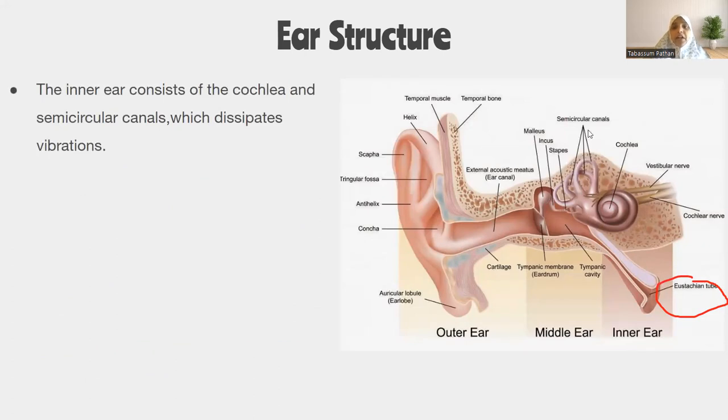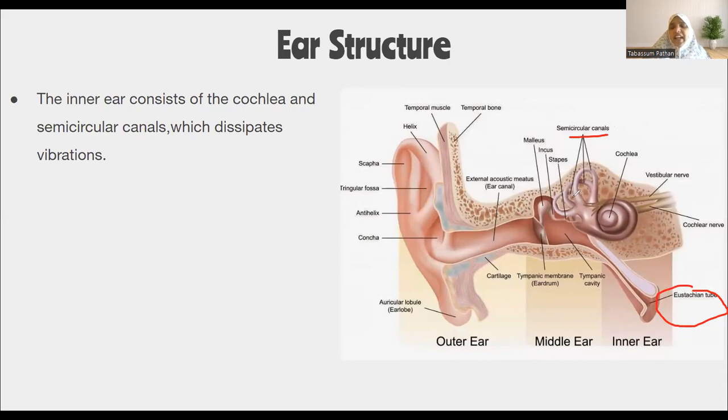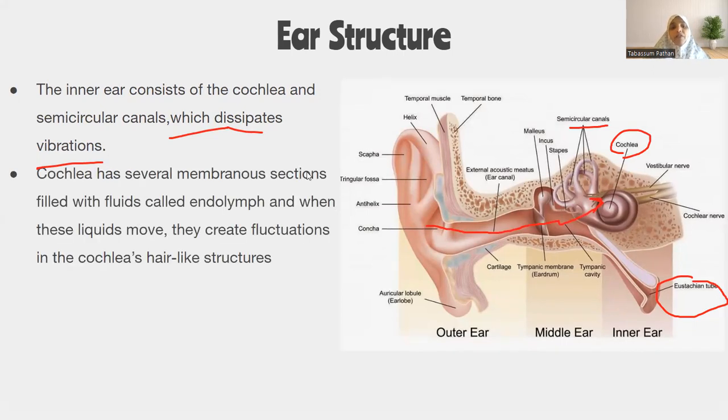Moving forward, the inner ear. Now, in the inner ear you have these semicircular canals, which are again circular bony structures, and then you have the cochlea. They also help in transmitting the sound waves further, dissipating the sound vibrations which have come all along from the outer ear, middle ear, and then to these structures. So they will distribute the vibration further on.